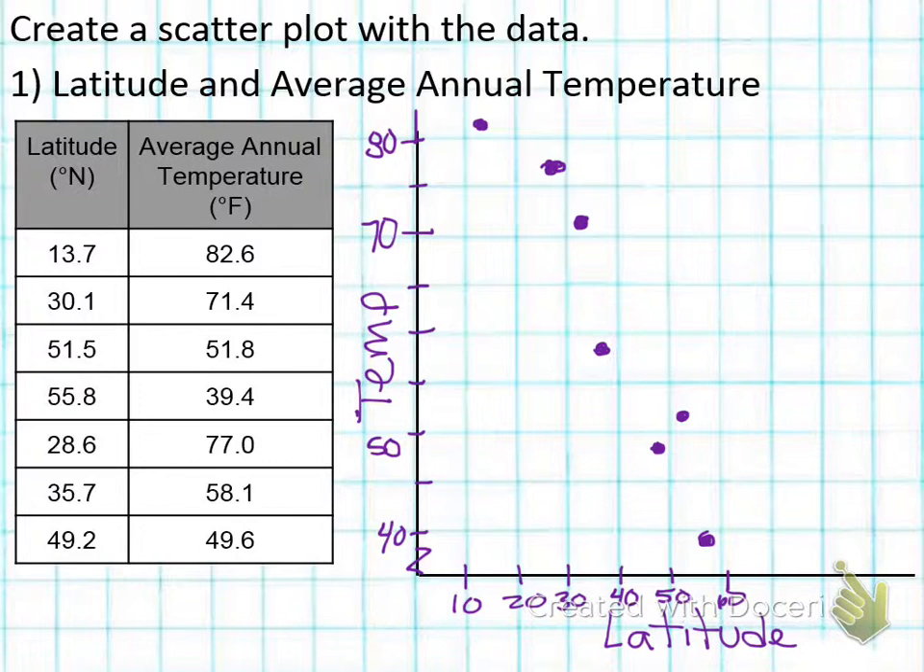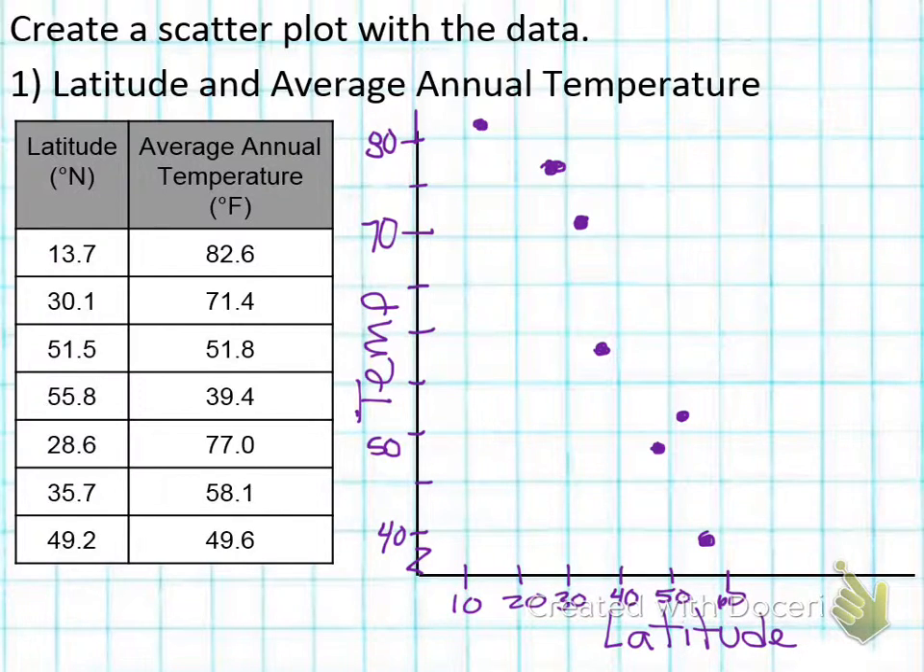It goes like this, right? It's kind of going down. But let's put it in the context of what our actual variables are. So as I go up in latitude, what's happening with my temperature? It goes down, okay? So if we want to describe this situation, we would use terms like that. So we would say, maybe, as the latitude increases, we notice that the temperature tends to go down, or tends to decrease. Does that make sense?